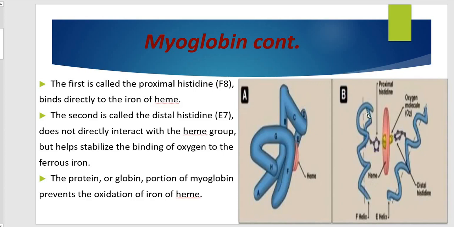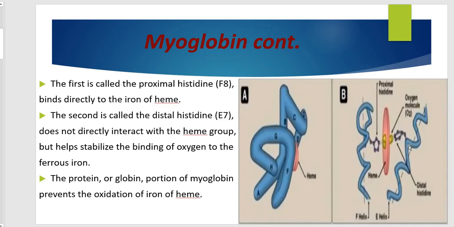Here, this is the F helix. Look at this figure. And this is the E helix. Between them in a pocket, there is the heme group with ferrous iron in the center, having 4 bonds to nitrogen, 1 bond to oxygen, and 1 bond directly to the proximal histidine, F8. And this is the distal histidine.